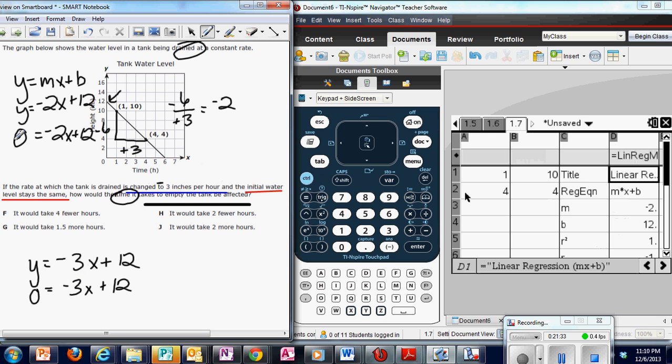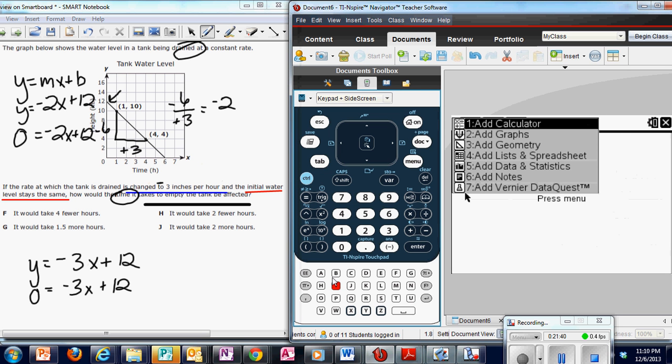So I'm going to hit Control Insert. I want a calculator page. You don't have to keep entering calculator pages. You can go back to other ones. Sometimes you can use the scratch pad, but I don't really like using the scratch pad.